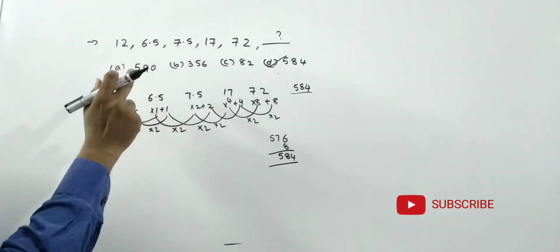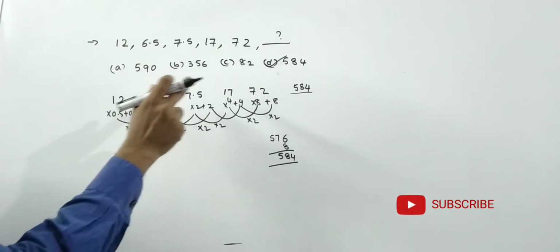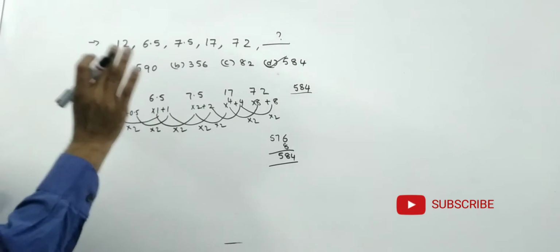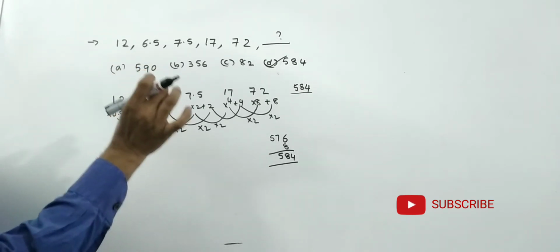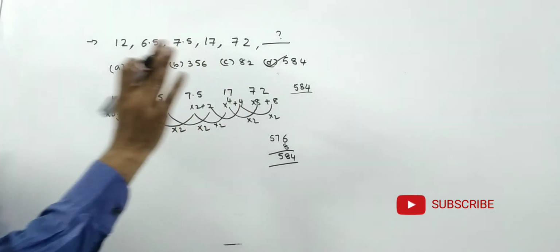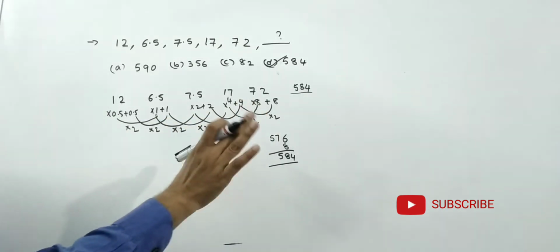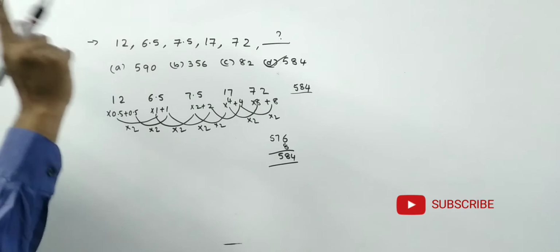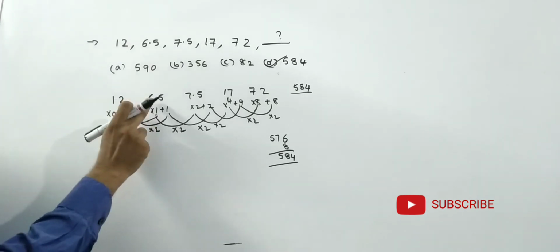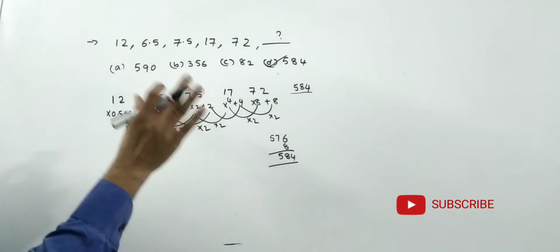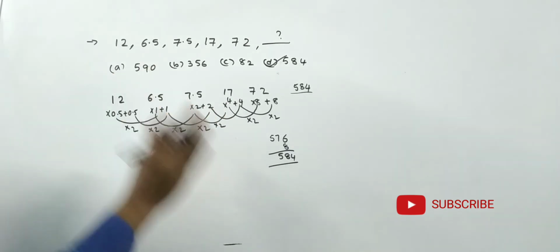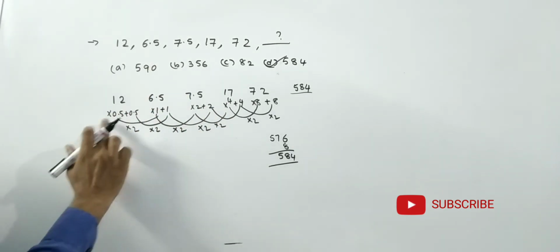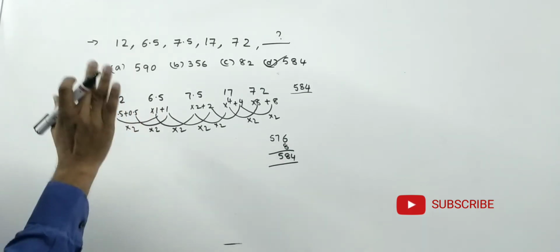See friends, any number with 0.5 in the given series, definitely there may be a chance for multiplying with 0.5 or 1.5 or 2.5. Like this, such a series will definitely come. See friends, this type of problem, definitely one should be there in every examination. 12, 6.5, straight away people will get confused. Don't go for confusion. You straight away just check with 0.5 or 1.5 like that.